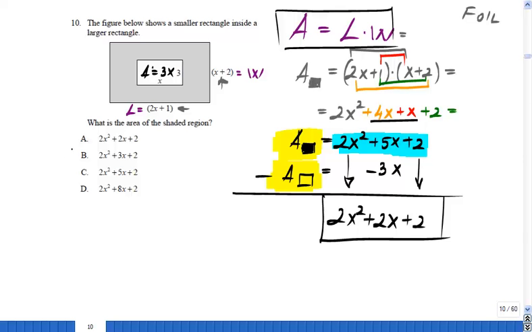I'm moving back to my answers here. I got A, 2x squared plus 2x plus 2. Well, you know what? That's the answer. That was easy, right? Answer to this problem, A, 2x squared plus 2x plus 2.